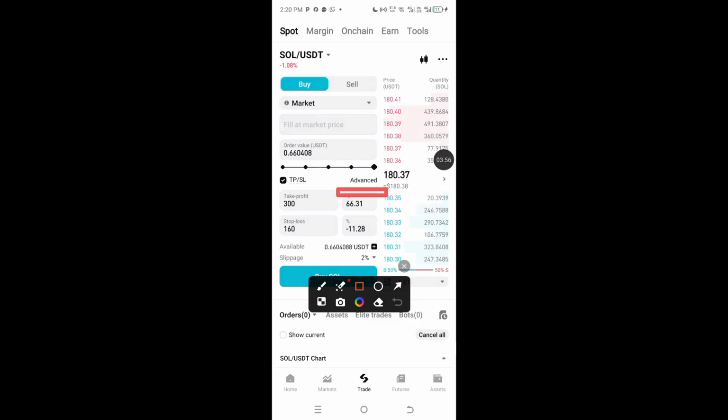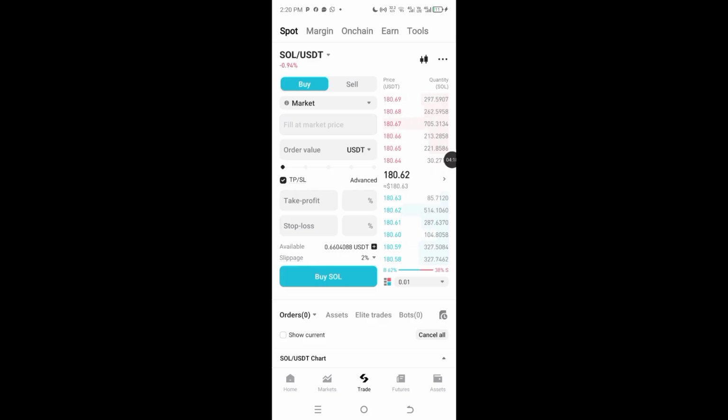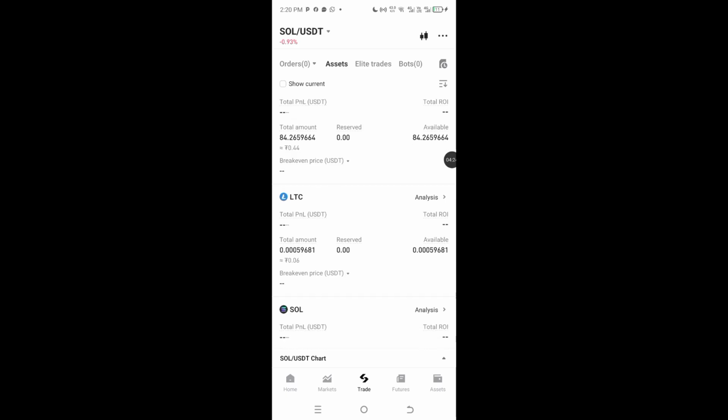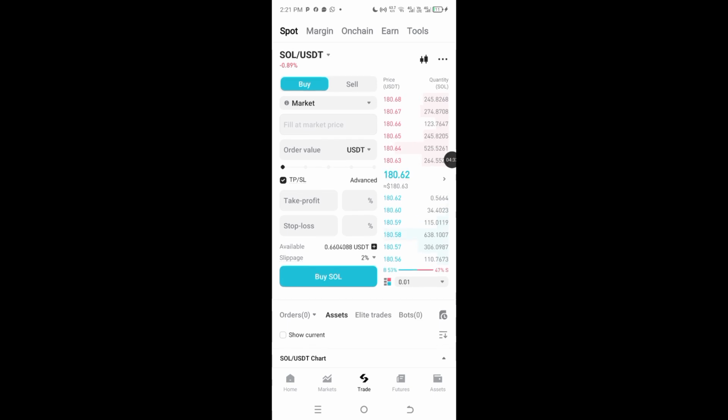When we're in profit, we're going to get about 66.3% profit. When we're in loss, we're going to get minus 11.28% loss. So basically, that is it. Just click on buy, and then you are good to go. Now, I don't have much in this account, so I'm just showing you a demonstration, but just pay detailed attention.